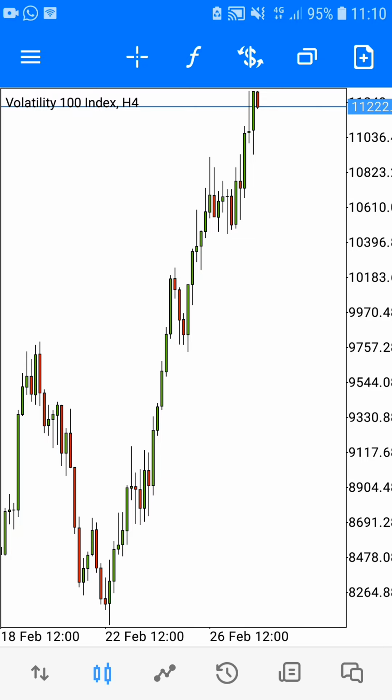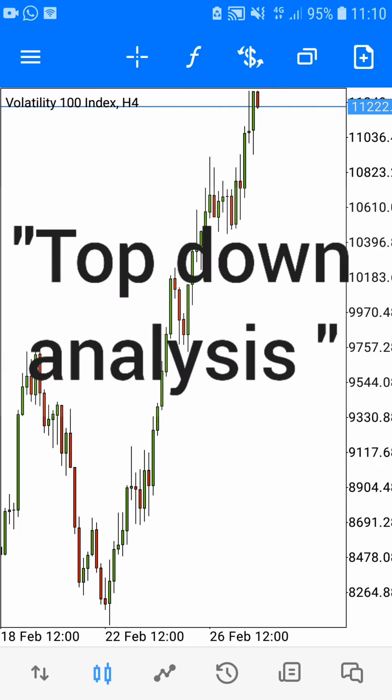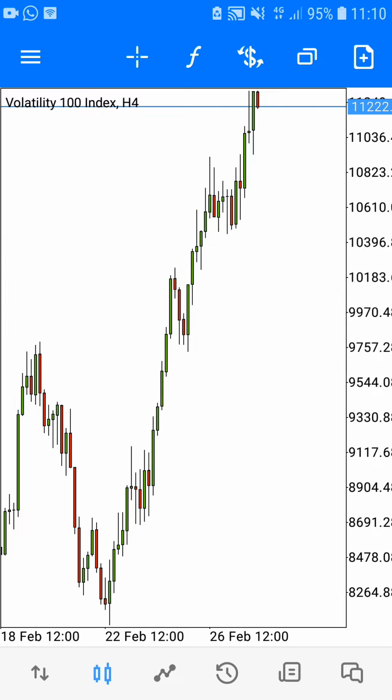So what we are going to do for this case is a thing called a top-down analysis. If you are very new to this term, let me just explain it to you. Top-down analysis just means that we are going to start our very first analysis from a much higher time frame to a lower time frame. For my case, the highest time frame is a daily time frame and the lowest one is the 1 hour time frame. I don't go below that.